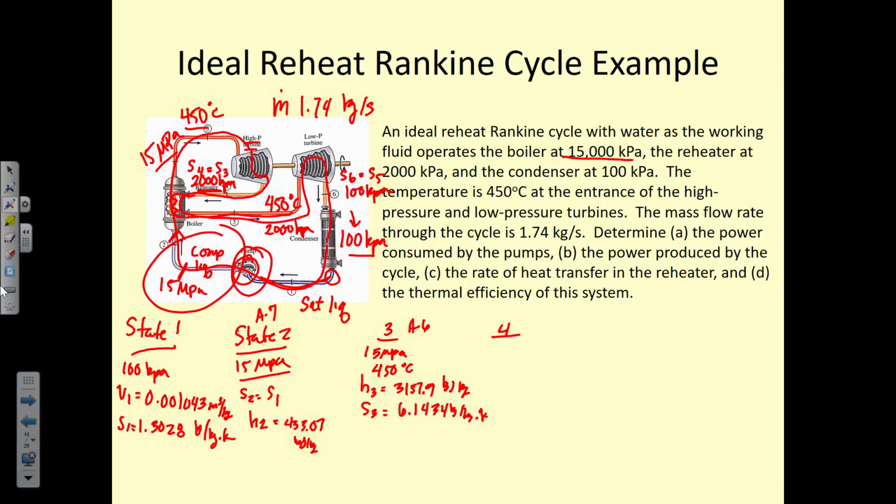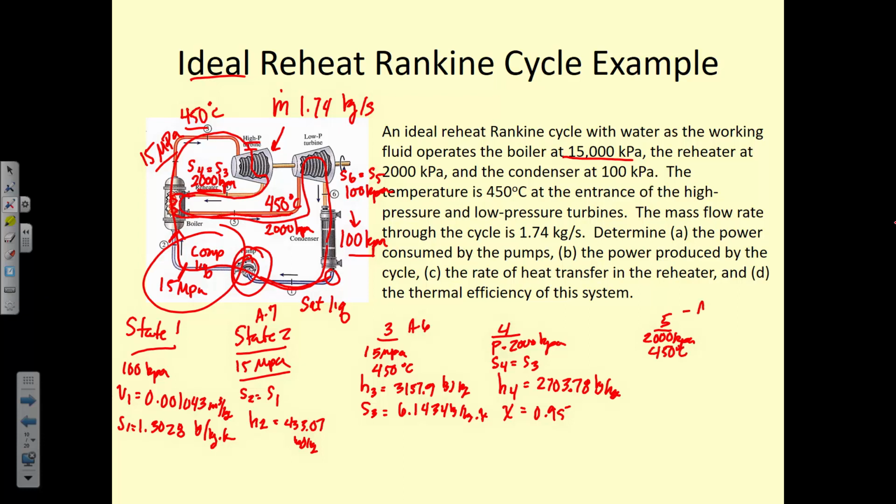We're now on to state 4. We know the pressure is 2,000 kilopascals, and our entropy at state 4 is going to be equal to our entropy at state 3 because it's an isentropic turbine in the ideal Rankine cycle. So first we have to find our quality, which is 0.95, and our enthalpy ends up being 2703.78 kilojoules per kilogram. State 5 is fully specified at 2,000 kilopascals, 450 degrees C.